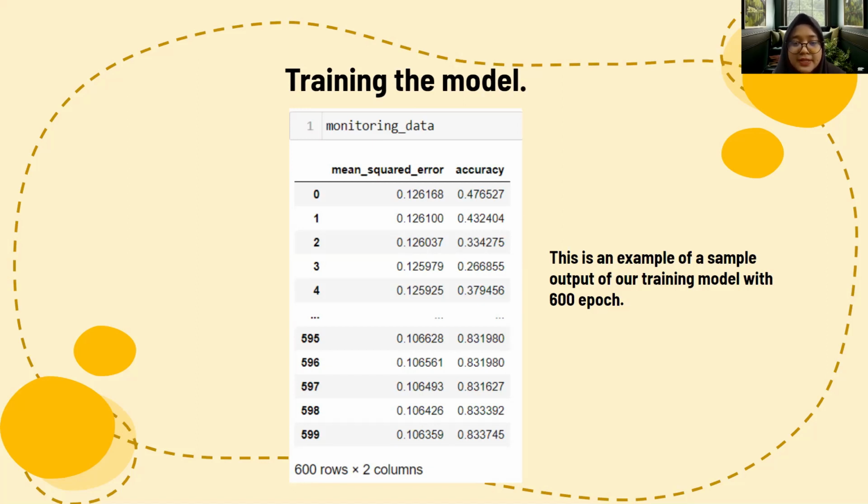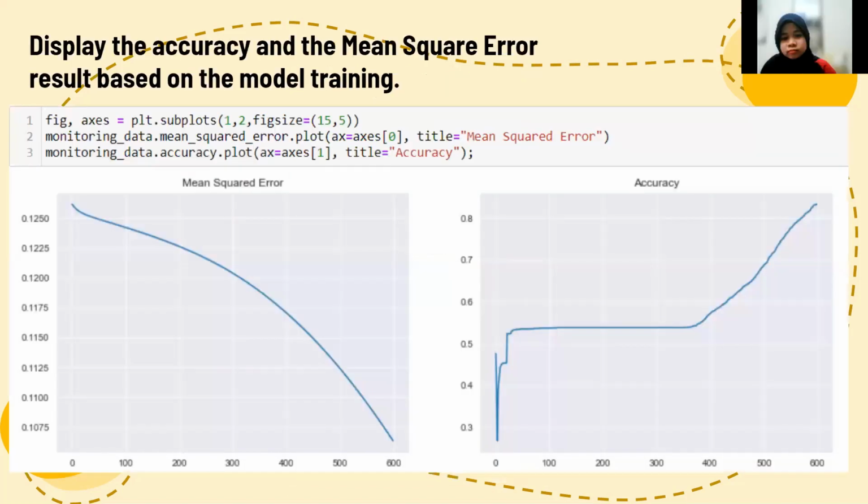So from there, we can see how the input makes the accuracy increase. Next, we also apply in our Python project to display the accuracy and the mean square error. We display them in a graph based on the model training previously.